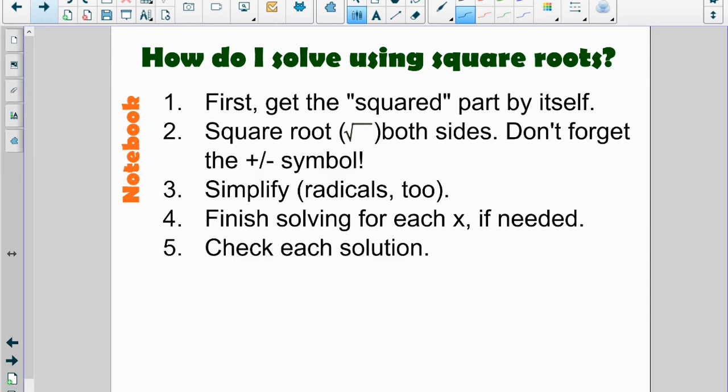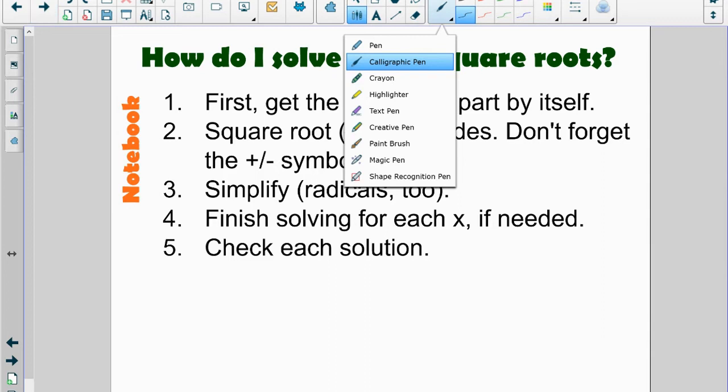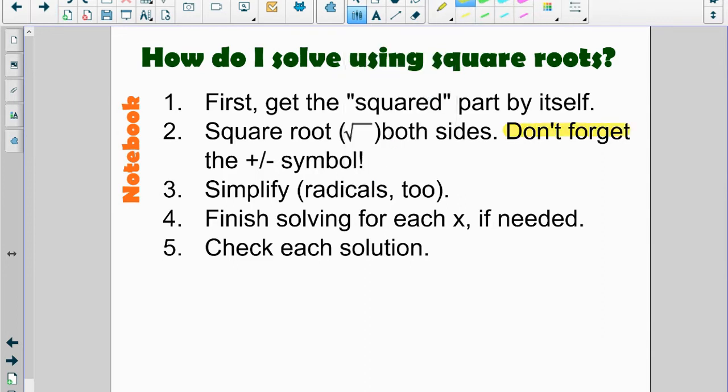First thing you want to do is get the squared part by itself. We'll talk about what that looks like. Then we square root both sides. Don't forget that plus minus symbol. That's such a big important thing. That's how we get our two solutions. We have to have the positive negative symbol whenever you take the square root of both sides, because there are two ways that we can do that.